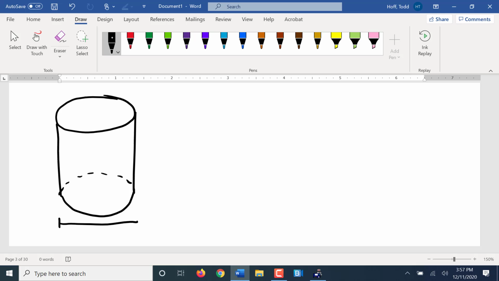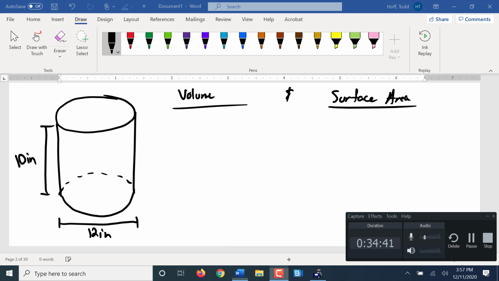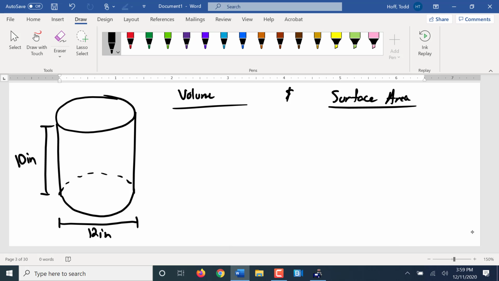So let's say that this has a diameter here of 12 inches and a height of 10 inches. Again, I'll give you a couple minutes to find volume and surface area. A few people getting done here. Let's take a peek here.